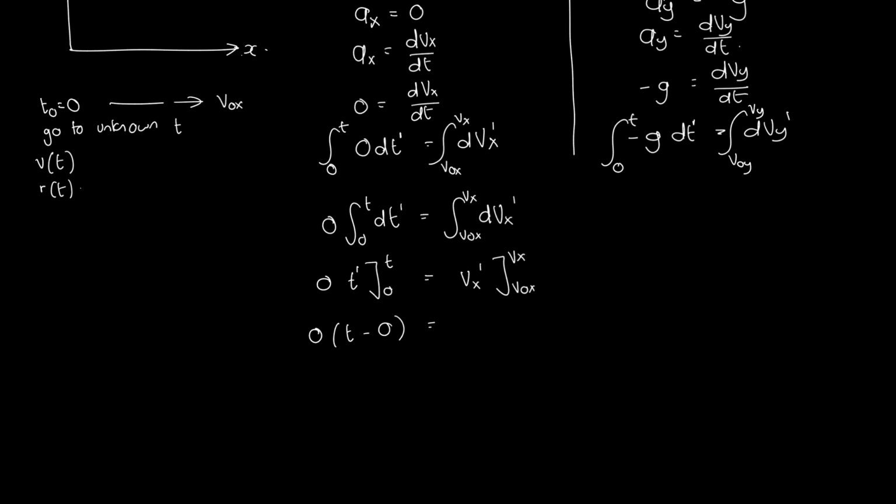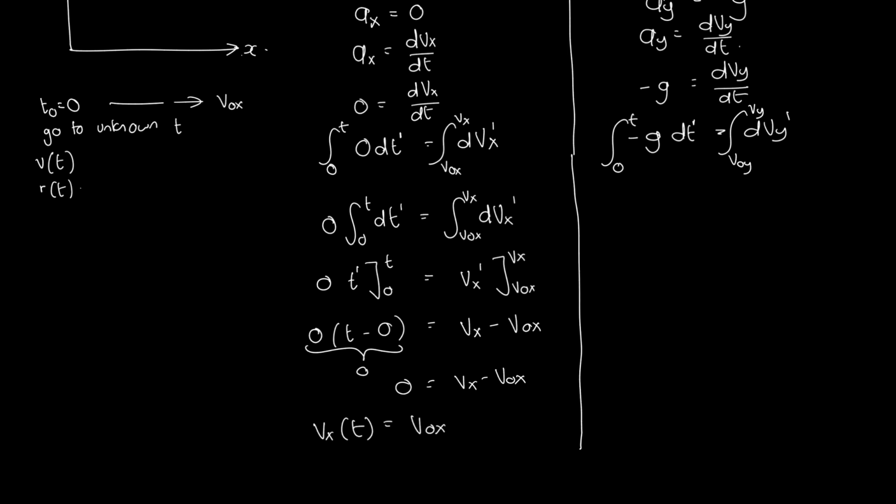And I'm doing this the long way so you can just see every case. vx minus v0x. So this is going to be just 0. So we have 0 is equal to vx minus v0x. So our vx at any time is going to be equal to v0x.